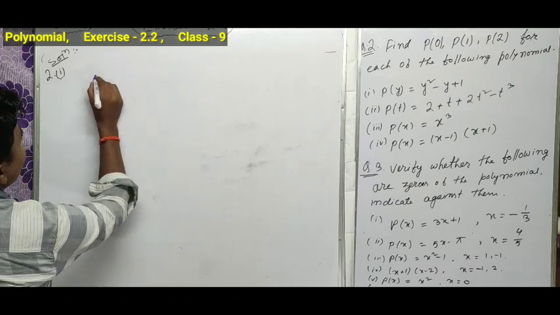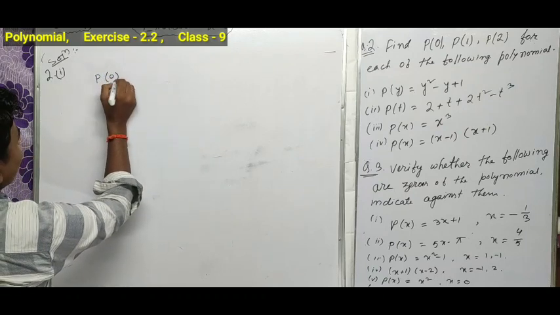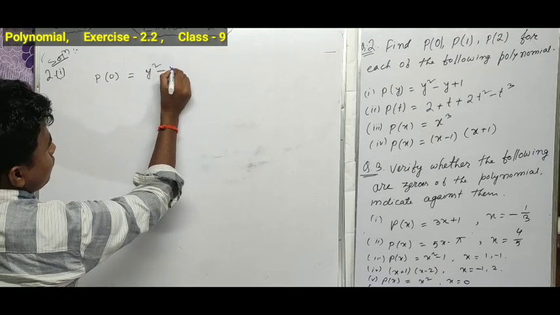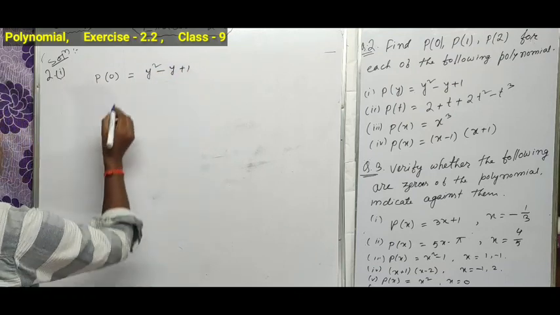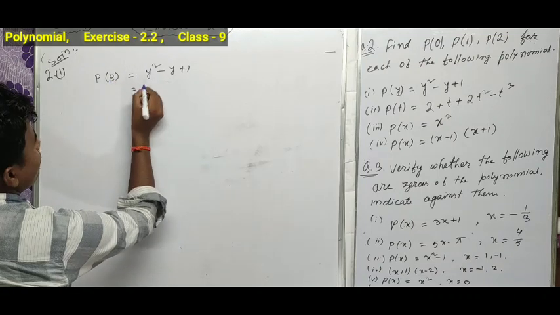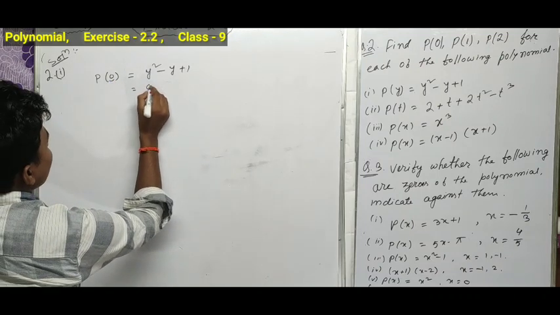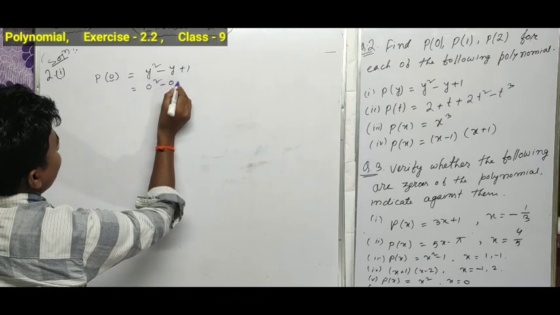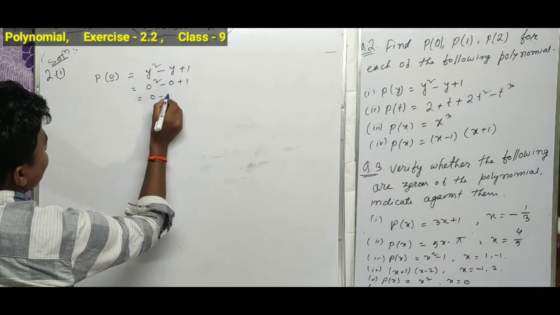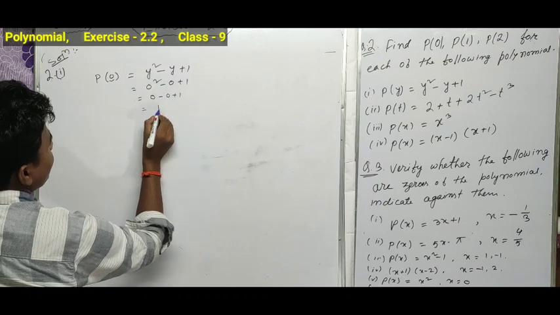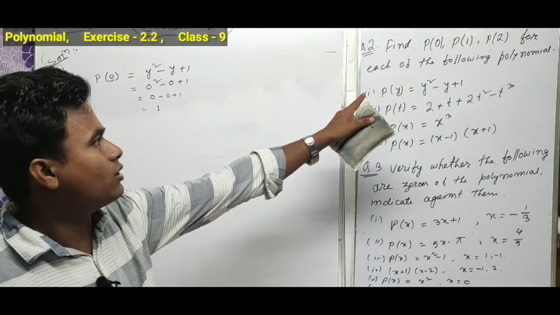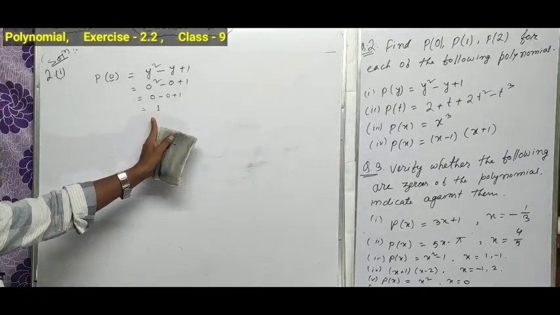So at p(0), y square minus y plus 1. What we will do is put 0 in place of y. So 0 square minus 0 plus 1. What value will come? It will come 0 minus 0 plus 1, which is 1. So in the first case it comes 1.